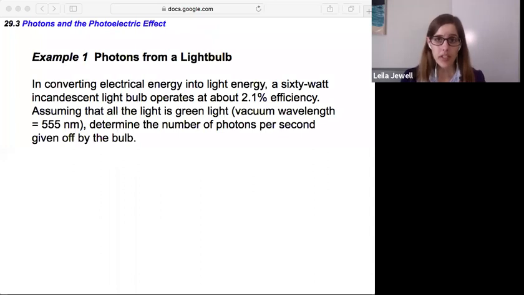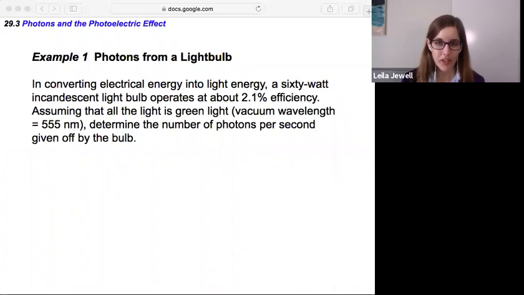Right, so let's see an example of this. Example 1, photons from a light bulb. In converting electrical energy into light energy, a 60-watt incandescent light bulb operates at about 2.1% efficiency. Assuming that all the light is green light, vacuum wavelength 555 nanometers, determine the number of photons per second given off by the bulb.